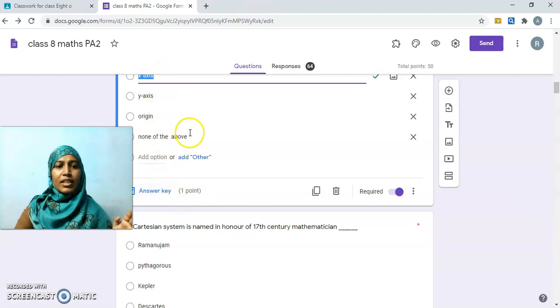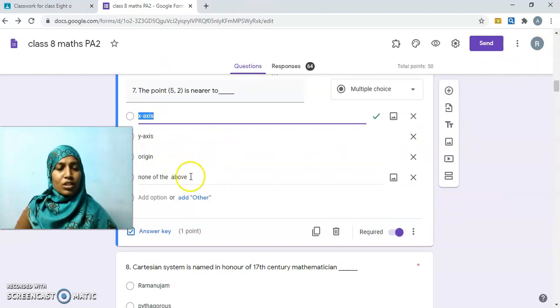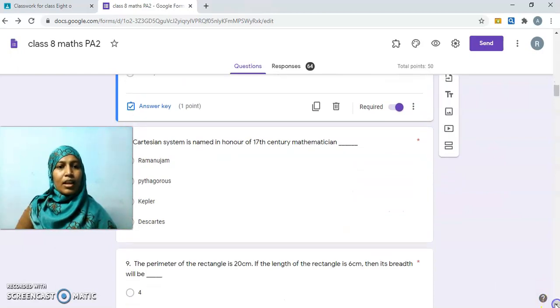No. So the answer is x-axis. Okay, it's not closer to origin and none of the above is not also possible. So x-axis is the right answer. The next question is, Cartesian system is named in the honor of Descartes.